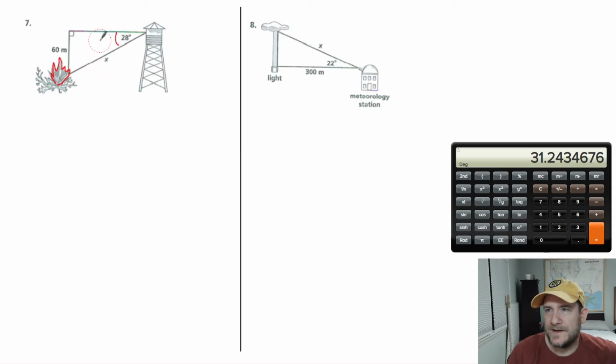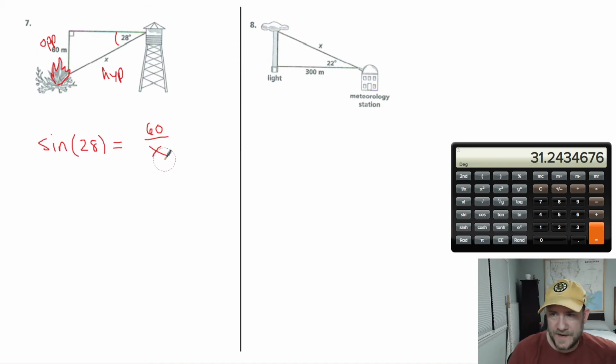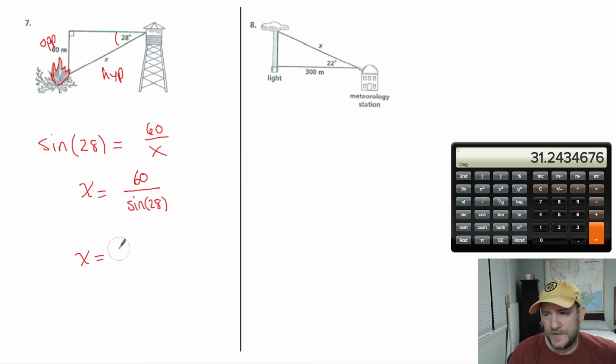So here's your 28. This is opposite. This is hypotenuse. So write me a sine equation. Again, x is in our denominator, so we could just do that trick I just taught you where we imagine switching the positions of those things. So 60 stays up here, but x switches with the sine of 28. You'll land on this, which you can just do in your calculator.